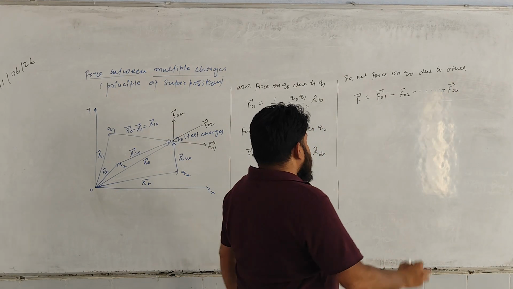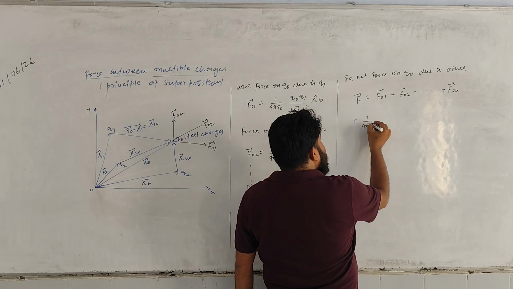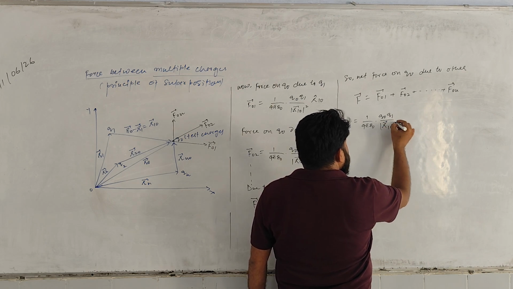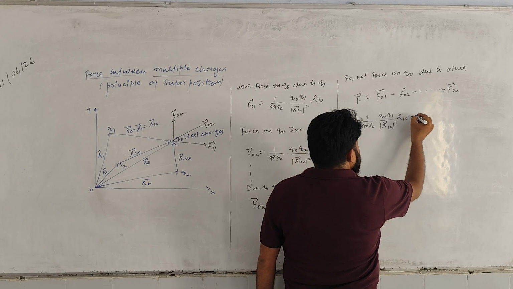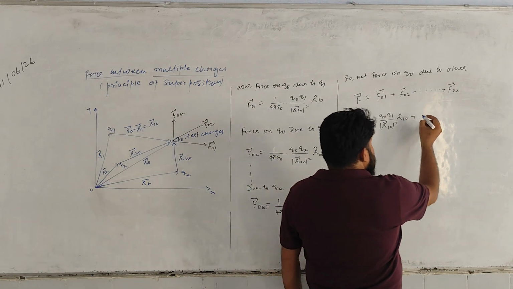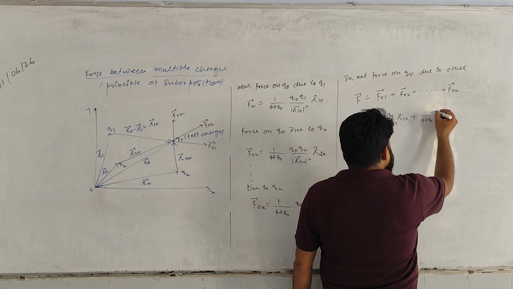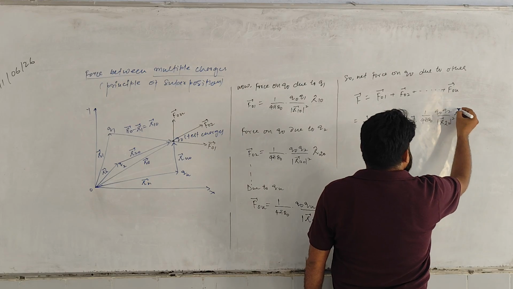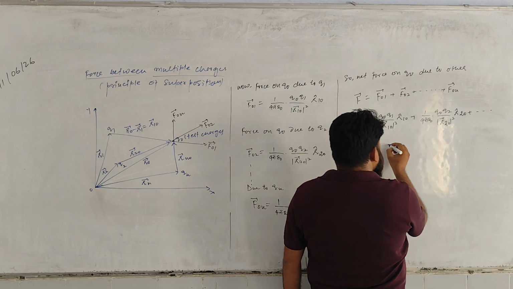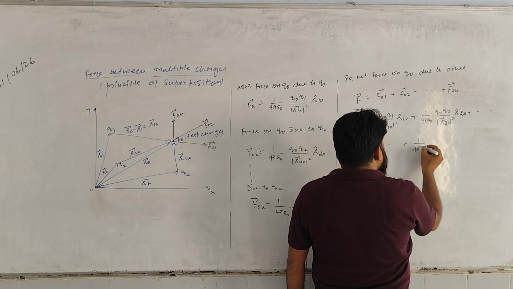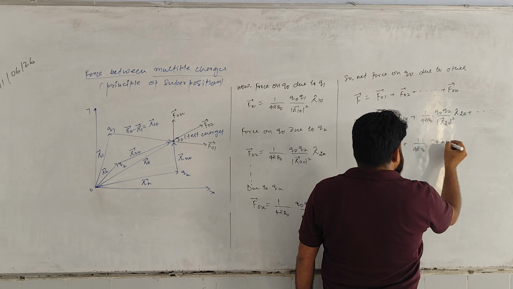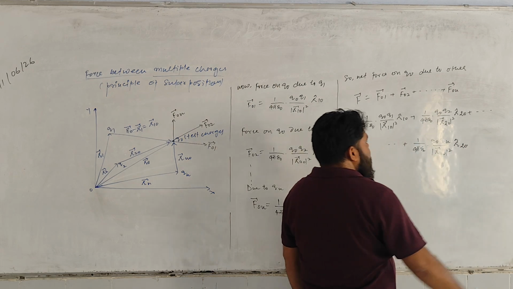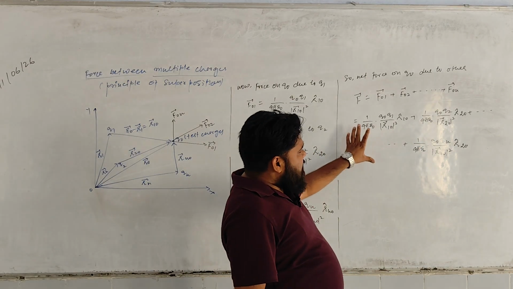Just put the value of these charges, then we get 1 over 4 pi epsilon naught q naught q1 upon r1 naught square in the direction of r1 naught, plus the force due to the q2, that is 1 over 4 pi epsilon naught q naught q2 upon r2 naught square in the direction of r2 naught, plus up to qn, that means 1 over 4 pi epsilon naught q naught qn upon rn naught square in the direction of rn naught. So when we see the expression, what will be the common in this expression?